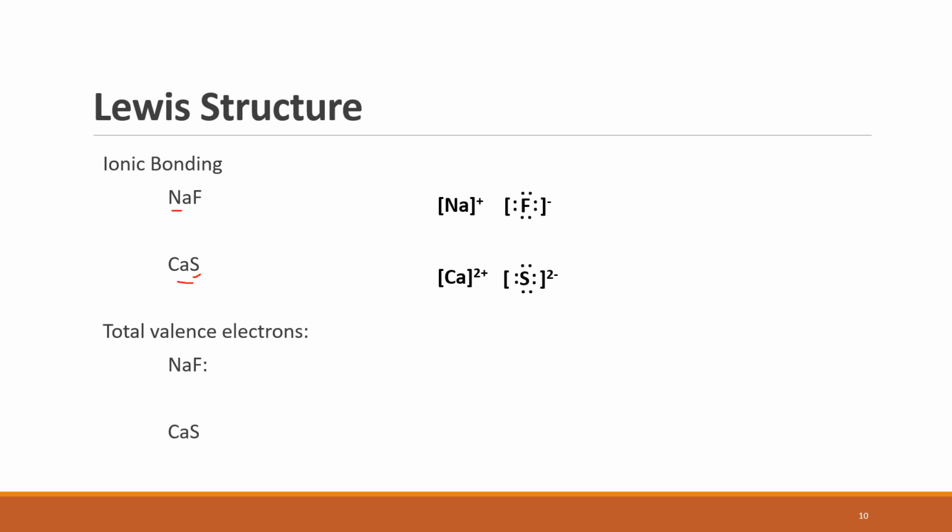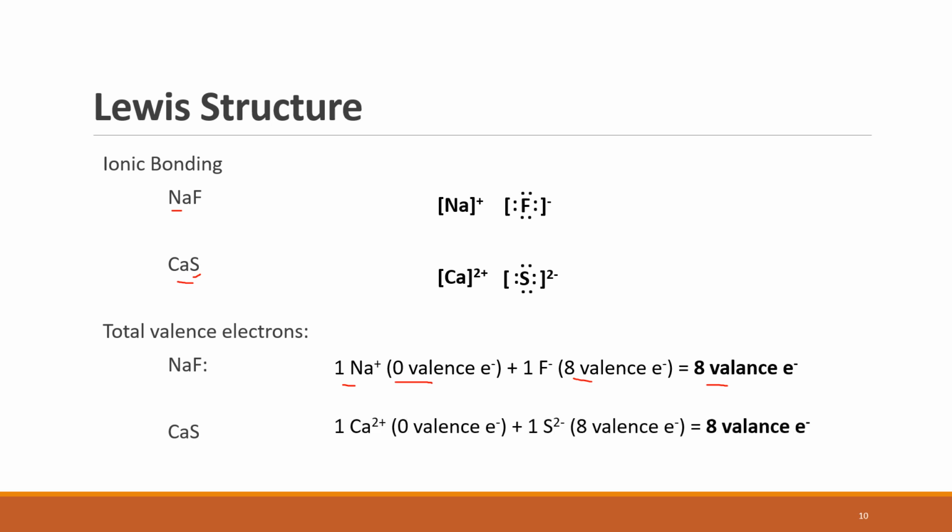Now if you had to calculate the total valence electrons for these 2 examples, for sodium fluoride, we have 1 sodium ion. We call it 0 valence electrons because it got rid of the 1 in its original electron shell. It still has a full octet, but it counts as 0 because the 1 from its original electron shell is no longer there. Then we have 1 fluorine that has 8 valence electrons. So the total is going to be 8 for this particular compound. Calcium sulfide, you'll notice, is also going to have 8 for the same reasons.